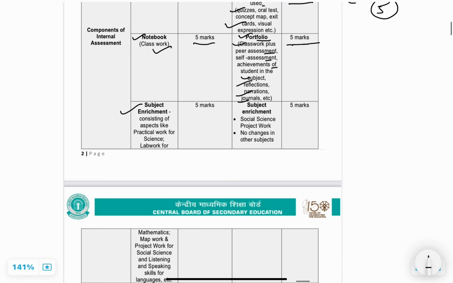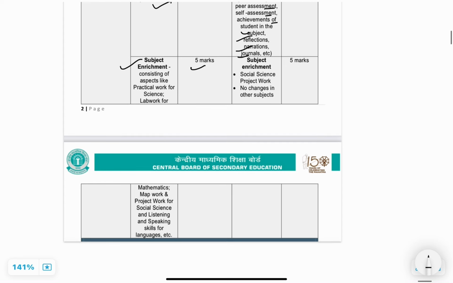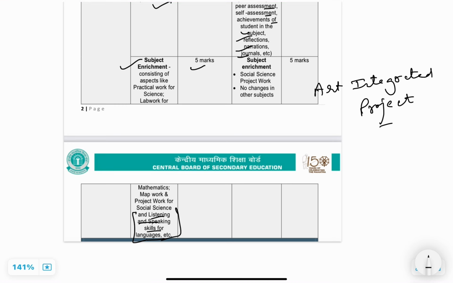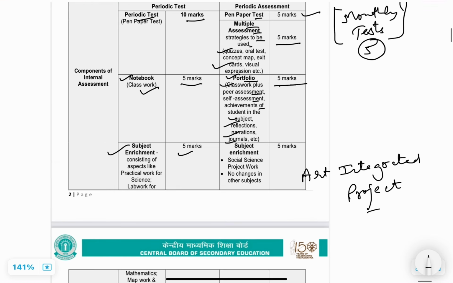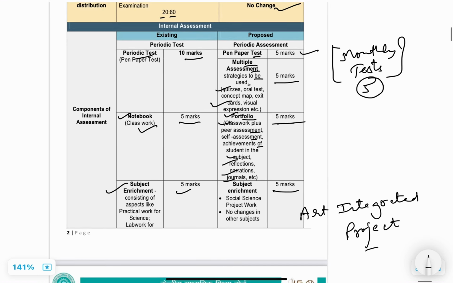The last one is the subject enrichment activities. This is of 5 marks. Now there is no change, but what is included is the art integrated project. So you are to make an art integrated project and you will be given marks on the basis of your project. Apart from that, for languages, this is about listening and speaking skills. In different subjects, different criteria are there. You will be given marks on the basis of your performance.